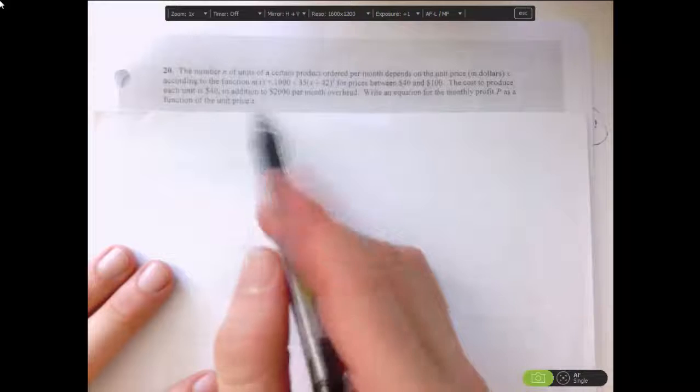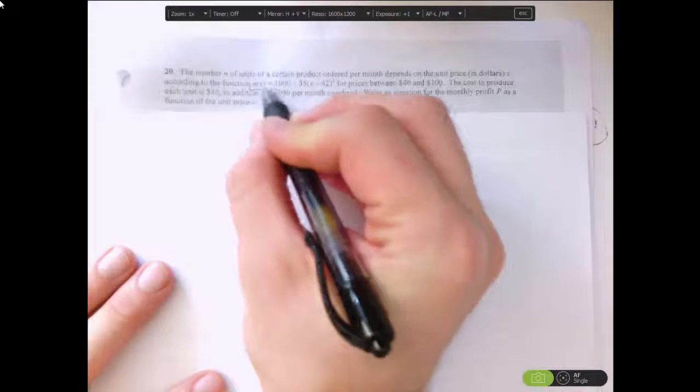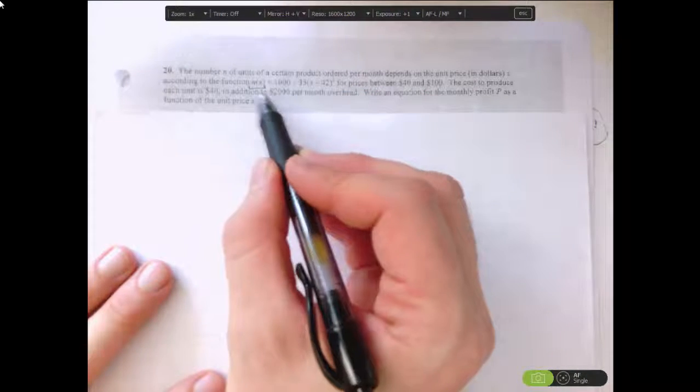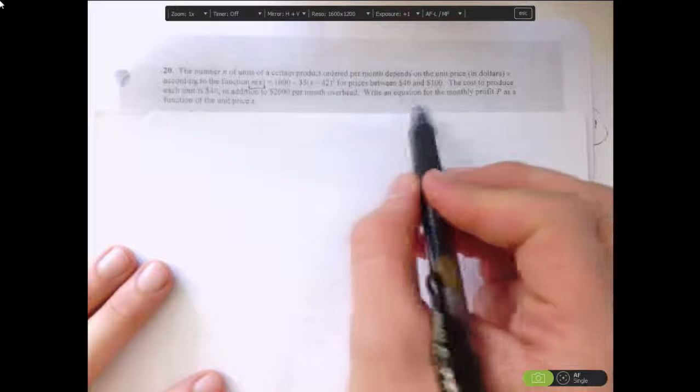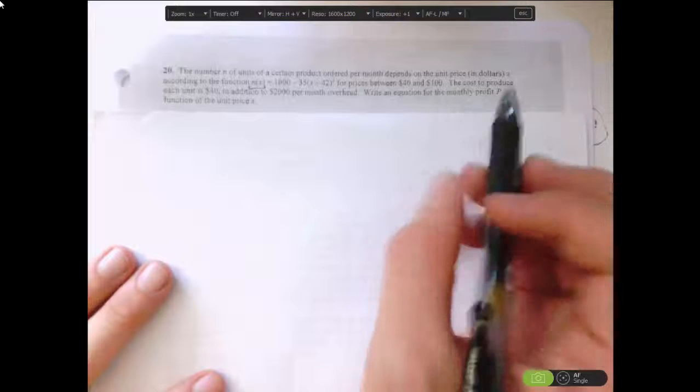Alright, and it's given by this function. And I'm not even going to read that function because I don't care. It's just some function. All that matters to me is the number of things depends on what price I'm selling them at. Alright, and this function only applies between certain prices. I guess that's useful to know.